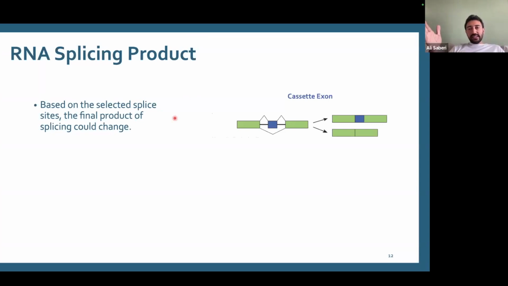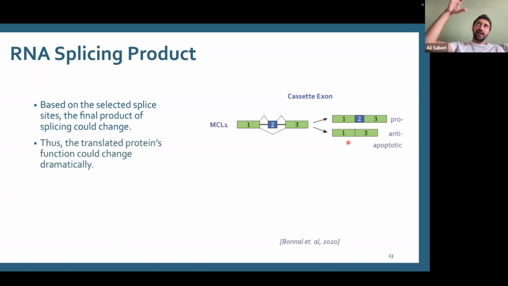Okay, so we have this cassette exon, and based on all of the things that I mentioned, the product would be different. As an example, there's also another Nature Oncology review paper that talks about splicing in cancer, which is pretty cool. Again, talking about how important splicing is in developing cancer.